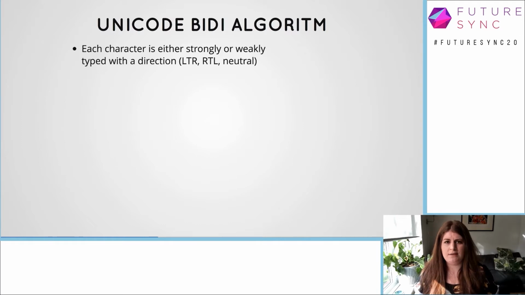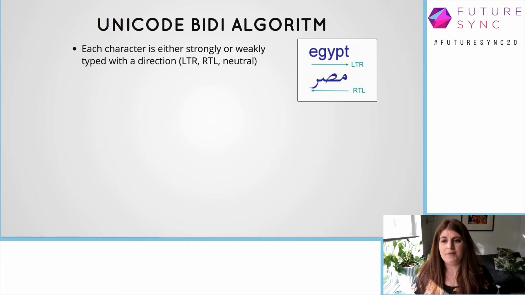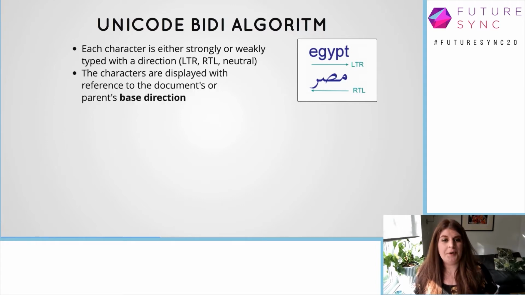When you have text that is both right to left and left to right, the computer needs to know how to display it. So each character in the Unicode is either strongly or weakly typed with a direction, left to right or right to left, or neutral, so like an exclamation point. For example, this is the word Egypt in English and in Arabic. A letter like E, for example, will be strongly typed as left to right. And then Arabic script characters will be strongly typed as right to left.